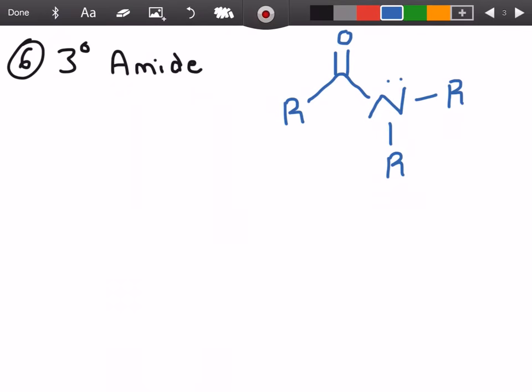And when we look for a tertiary amide specifically, what we want is these R groups, all of these, to be carbons. That's what gives us a tertiary amide. Just like all the secondary and tertiary examples we just did prior to this, we need to make sure that when we're drawing a tertiary amide structure, all these R groups are some sort of carbon chain.